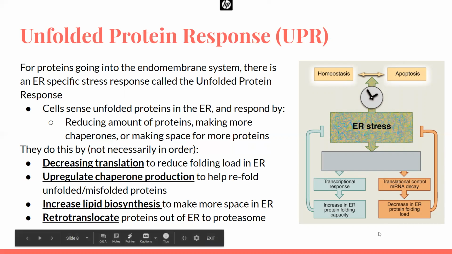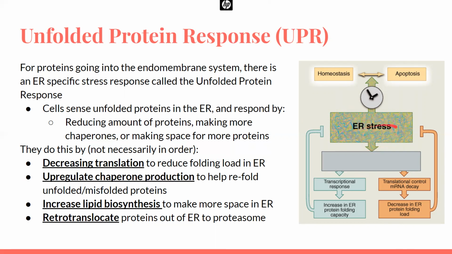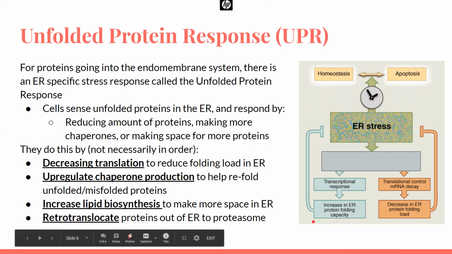And here's just another quick little diagram. Think of this as where it starts: ER stress, you have a lot of misfolded or unfolded proteins. So it stops the increase. Your transcriptional response will increase the ER protein folding capacity, and then the translational control of mRNA decay will decrease the ER protein folding load. This is a little confusing, but just remember these three steps right here, and then these three occur in the ER, and then the proteins are sent out of the ER to the proteasome.